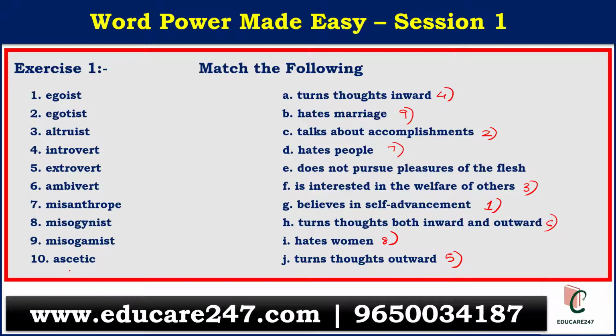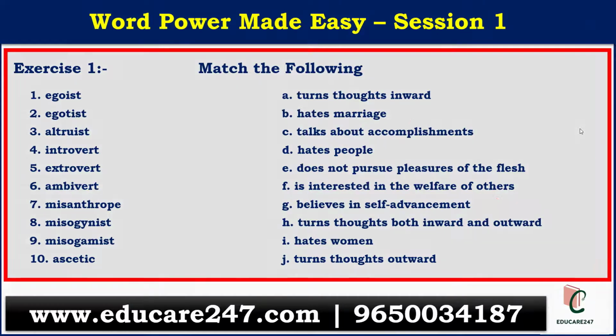And last finally we have is ascetic. So ascetic does not pursue pleasures of the flesh. So someone who is self-disciplinary for religious reasons. So this we have the final word here. So 10 actually. So now I hope this exercise was clear. So now we'll actually move to our next exercise.